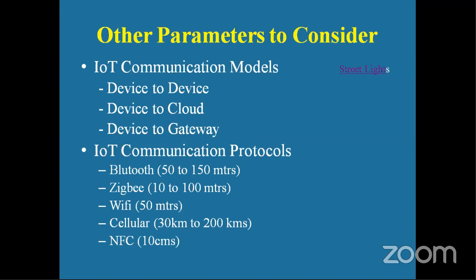Then you have Wi-Fi for 50 meters, no problem. Then you have cellular. Cellular again can communicate from 30 kilometers to 200 kilometers. And if it is on GPRS, if it is on the internet, then of course there is no limit on the distance. I can control something sitting here in India, which is there in the US, almost on the other side of the globe. I can control using this network.